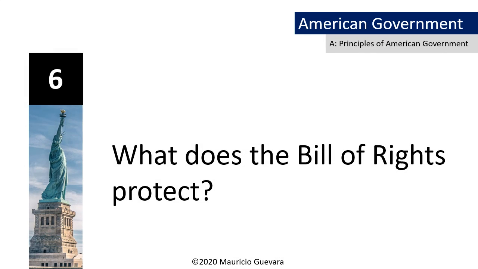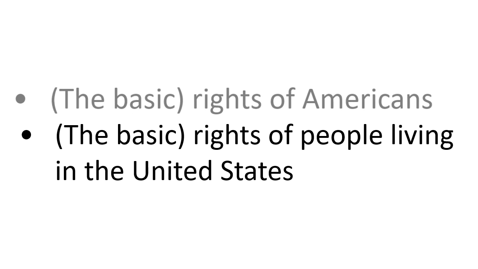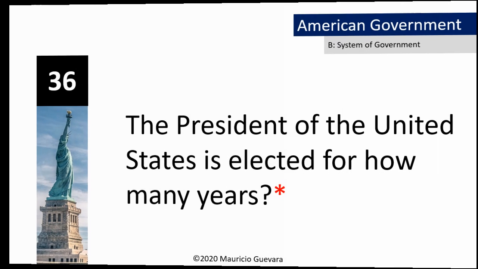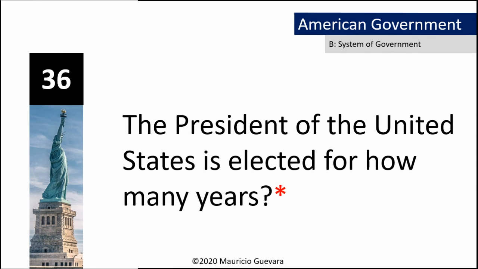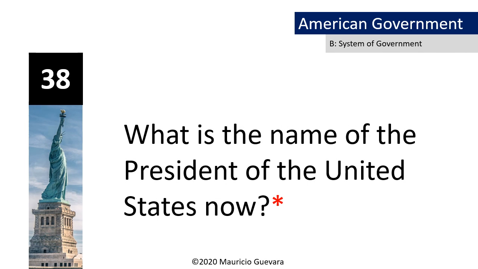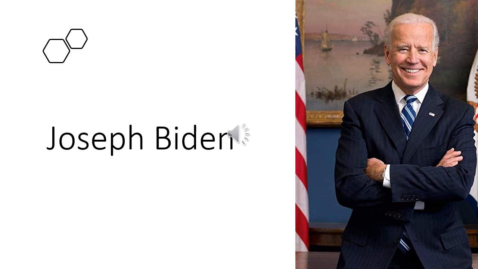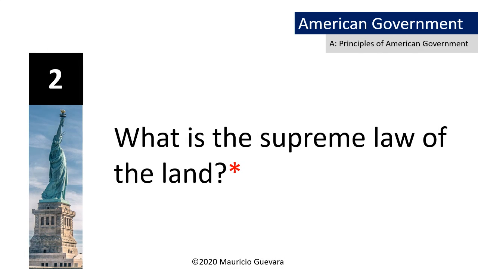What does the Bill of Rights protect? Rights of Americans. The President of the United States is elected for how many years? 4 years. What is the name of the President of the United States now? Joseph Biden. What is the supreme law of the land? Constitution.